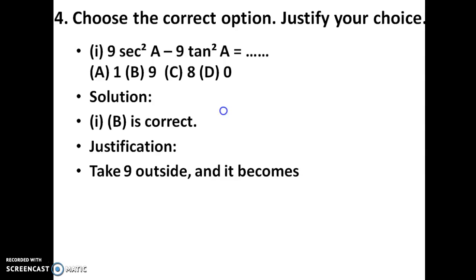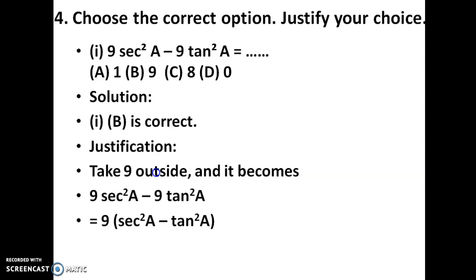Take 9 outside, since you have 9 in common for both. So 9 is taken out as common, and you will be left with 9 into secant square A minus tan square A. Using the identity, secant square A minus tan square A equal to 1, no? By using that you will get 9 into 1 equal to 9. So that's why we are getting option B as the right answer.